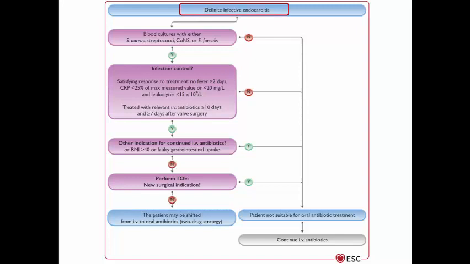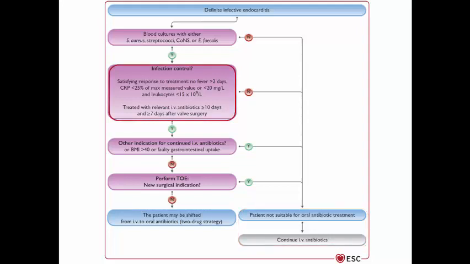Patient has definite infective endocarditis, so ask yourself, does this patient have a blood culture showing either Staph aureus, streptococci, coagulase negative staphylococci, or Enterococcus faecalis? If he has no evidence for any one of these organisms, in this case I predict that this organism is not suitable for oral antibiotic treatment and I should continue IV antibiotics.